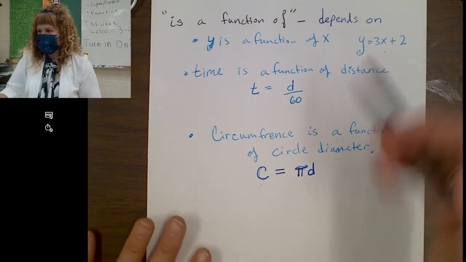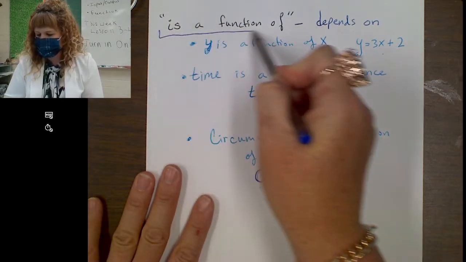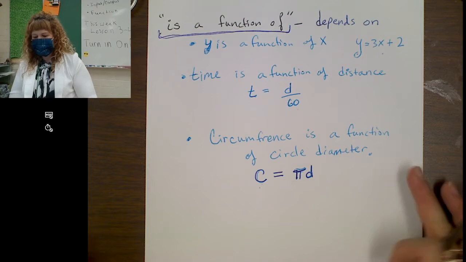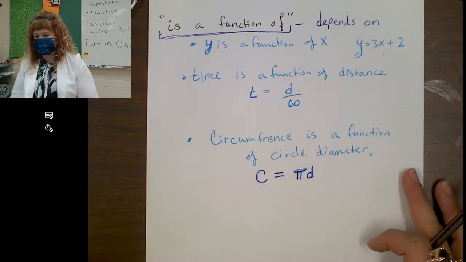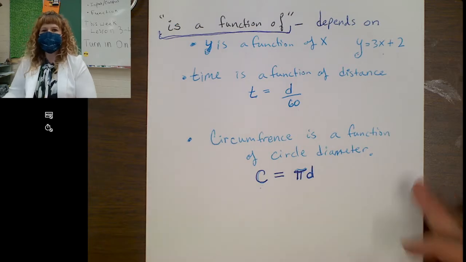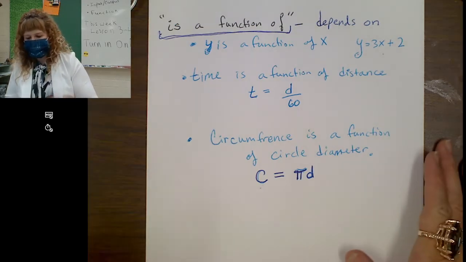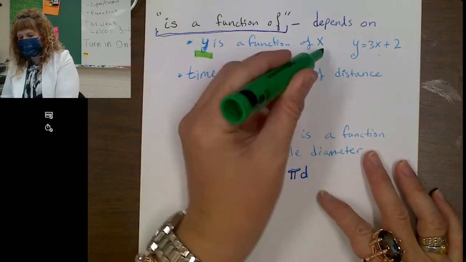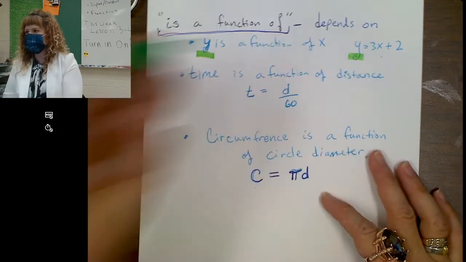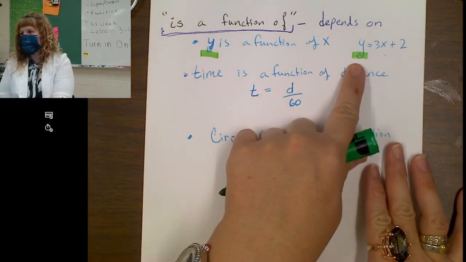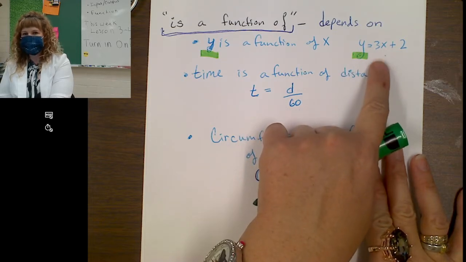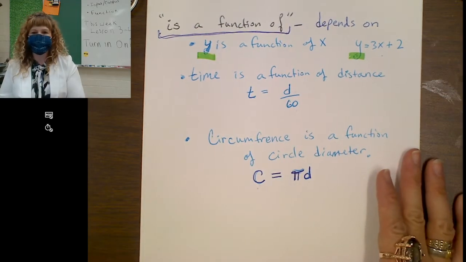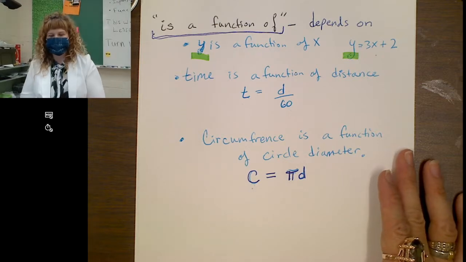Examples on your paper. These are examples of the expression "is a function of." So whenever you hear "is a function of," remember that means it depends on something. Something depends on something else. Now, when we say y is a function of x, notice that y comes first in the equation. Y depends on x. This is an important thing to notice because later you need to write equations that are a function of something, and you'll need to know how to write that equation.